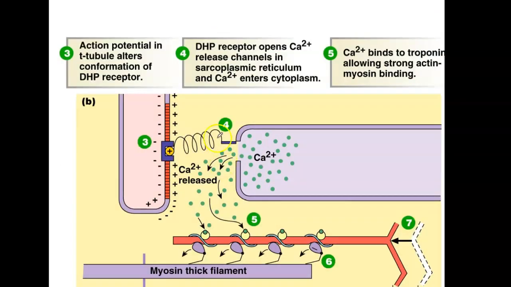What happens next? My action potential arrived there at that gate at the DHP receptor that turns out is linked with the sarcoplasmic reticulum. So the DHP receptor opens the calcium channels here in the sarcoplasmic reticulum, and guess what? Releases all these little green balls here that are the calcium. Now that is floating around the cytoplasm of the cell.